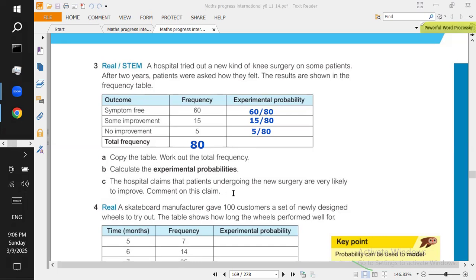The hospital claims that patients undergoing the new surgery are very likely to improve. Comment on this claim. So they're saying it's more likely that patients are improving. So here, the outcomes: no symptoms or symptom free, 60 out of 80. Some improvement, 15 out of 80, and no improvement, 5 over 80. So, yes, let me remove this first.